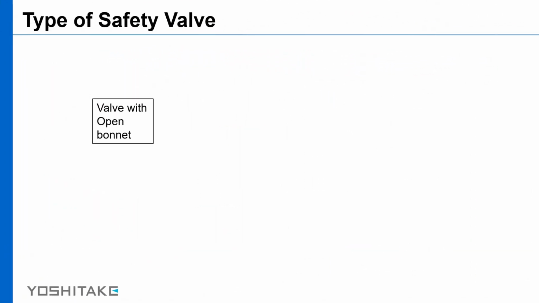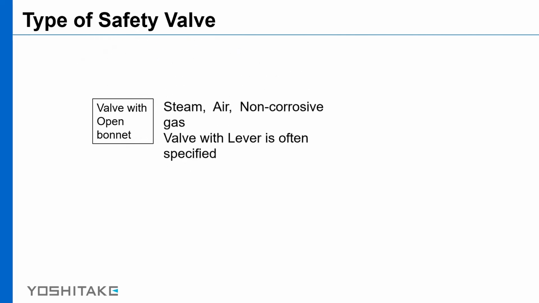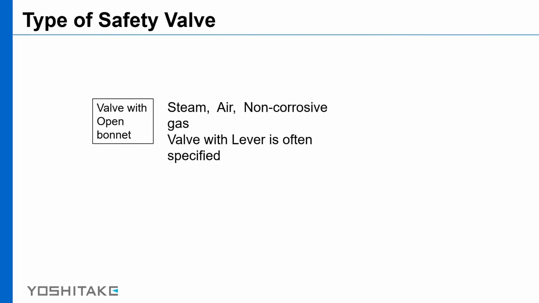Valve with open bonnet: a structure in which a part of the blow-off fluid is discharged from somewhere other than the outlet. It can be used for steam, air, and non-corrosive gas. A valve with lever is often specified.